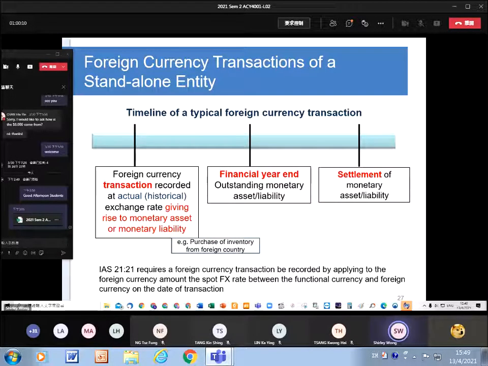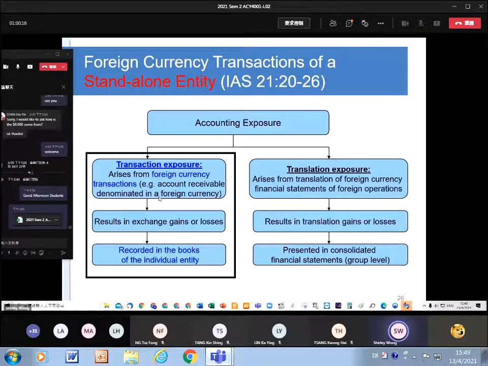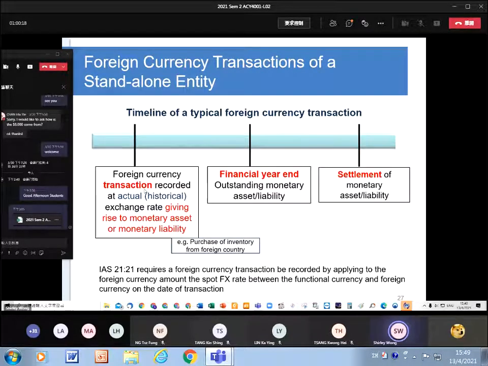Okay, so let's have a look at the individual financial statement. How will it be affected? So let's talk about the transaction exposure. Here, let me give you the timeline and have a look at that. First of all, foreign currency transactions. Assume that we purchase inventory from a foreign country. Assume that I buy the inventory from a foreign country, and this is a foreign currency transaction. When I buy the inventory and pay later, I will debit inventory and credit AP, accounts payable.